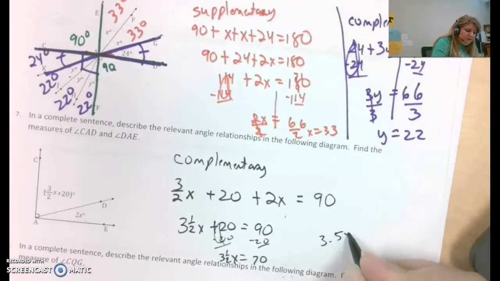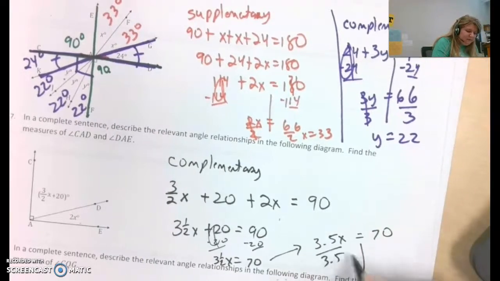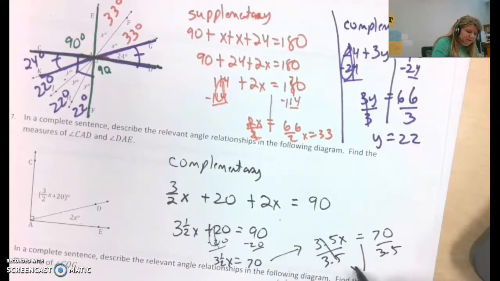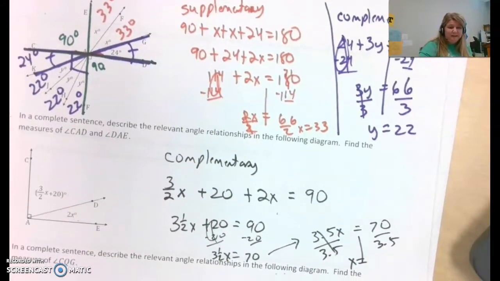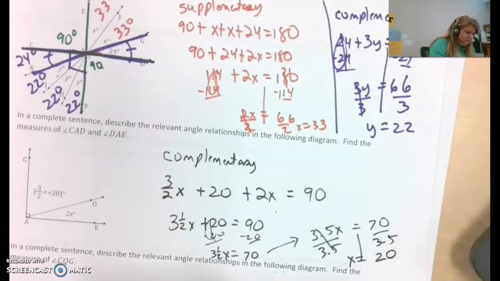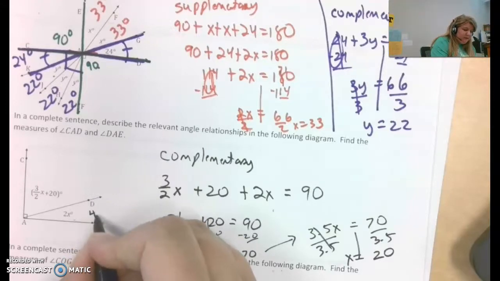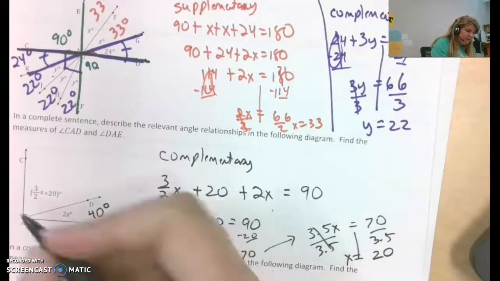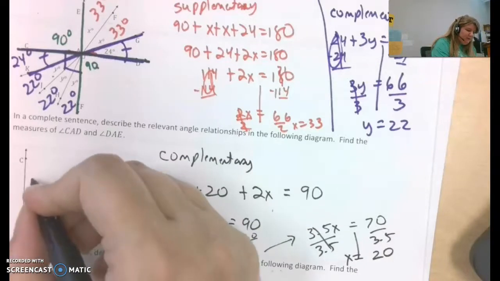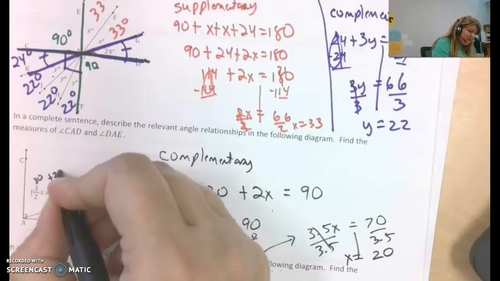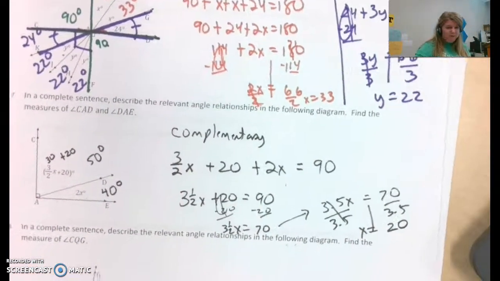So 3.5x is 70. Divide each side by 3.5. How many groups of 3.5 are in 70? It's 20. So 2 times 20 is 40 degrees, and 1 1/2 times 20 would be 30, plus 20 is 50, and 40 and 50 make 90.